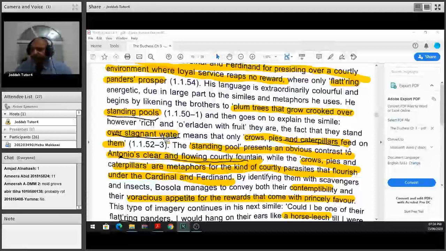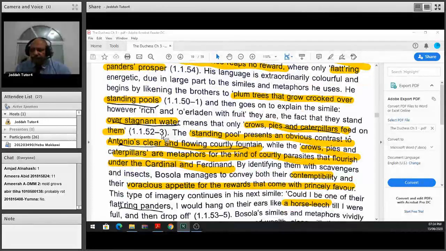Like I said, he is saying that plum trees can be rich and overladen with fruit, but again, they stand over stagnant water. Water does not change, it's stagnant. And this means that only bad insects and creatures like pies and caterpillars and crows flourish over there.